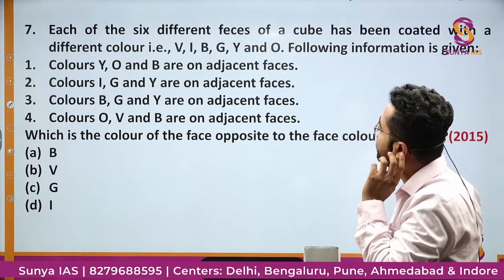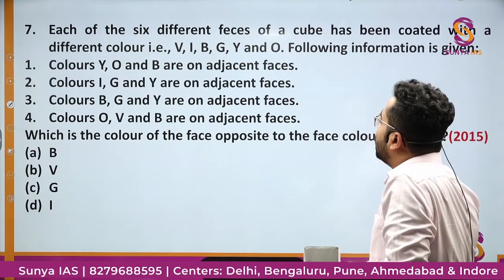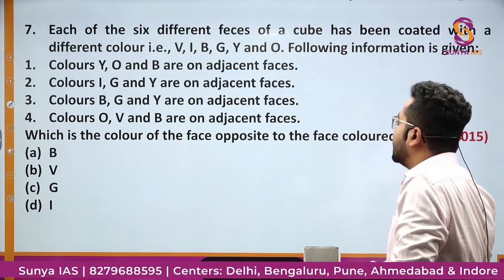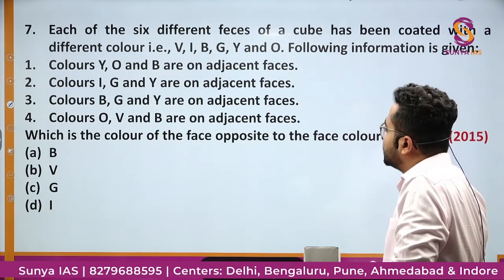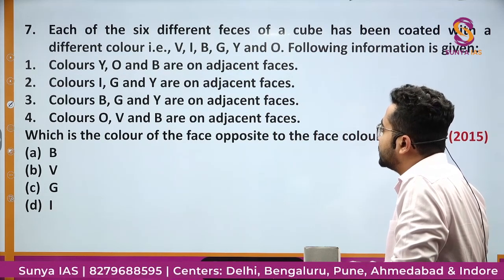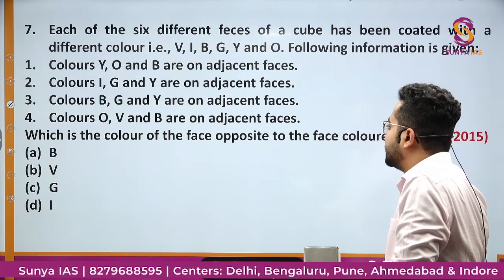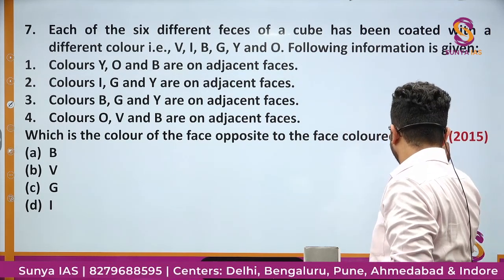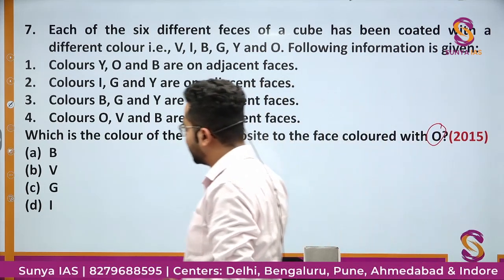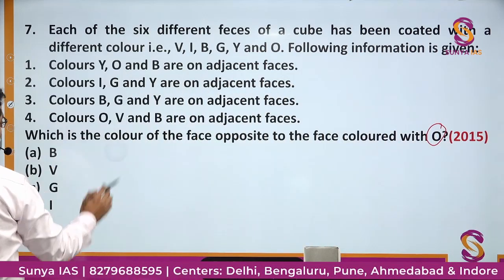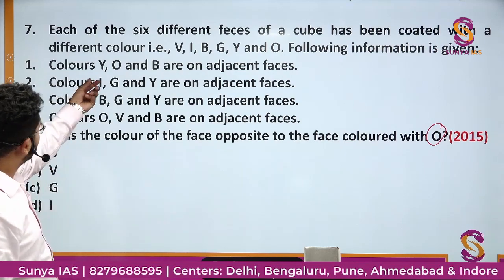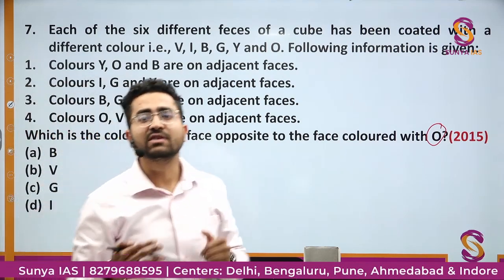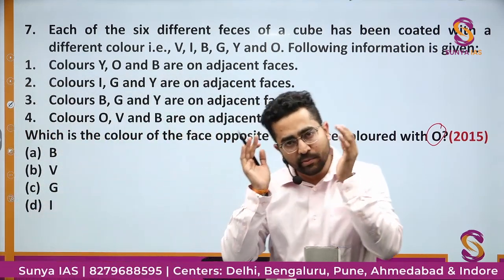Following information is given. Colors Y, O and B, I are on adjacent faces. Colors I, G and Y are on adjacent faces. Colors B, G and Y are on adjacent faces. Colors O, V and B are on adjacent faces. Which is the color of the face opposite to the face colored with O? O के opposite पता करना है. ठीक है.